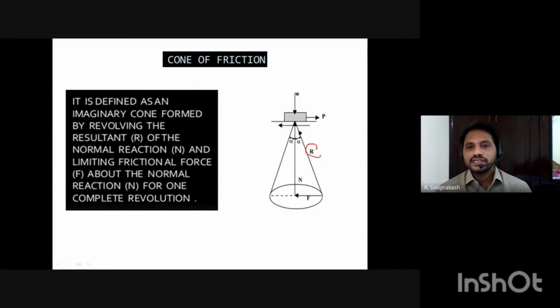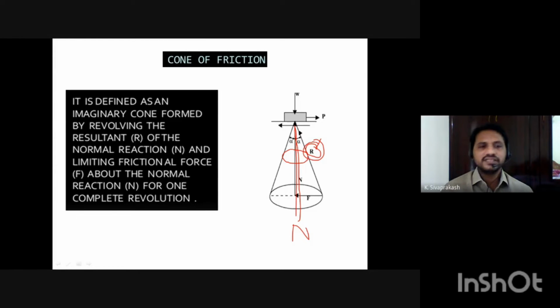Now, if you revolve the resultant 360 degrees like that, about which axis? About the normal reaction. If you revolve this resultant about the normal reaction, then you get a cone shape. So that's why we generally call it the cone of friction. So the cone of friction is nothing but the imaginary cone formed. Why?